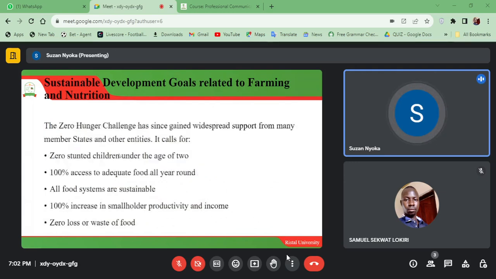Sustainable development goals related to farming and nutrition. The Zero Hunger Challenge has since gained widespread support from many member states and other entities. It calls for zero stunted children under the age of 2, 100% access to adequate food all year round, all food systems being sustainable, and a 100% increase in smallholder productivity and income. Zero hunger.